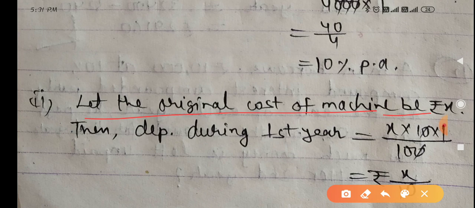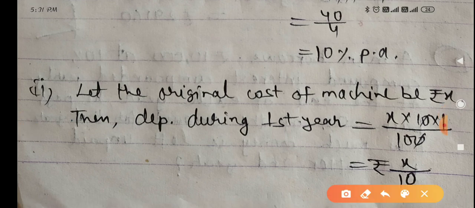So what will be the cost after 1 year? Depreciation during first year you find. Depreciation PRT upon 100, that formula will apply. Here machine value is X rupees, rate of depreciation is 10 and T is 1 year, upon 100 is already in the formula. So it is coming X by 10.